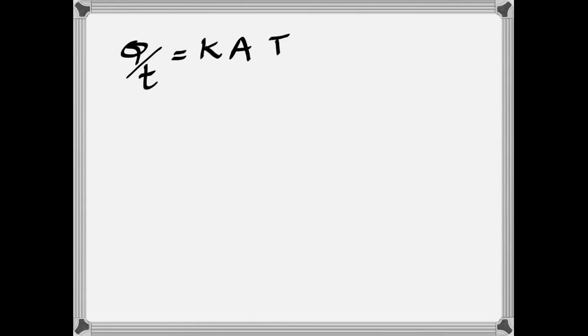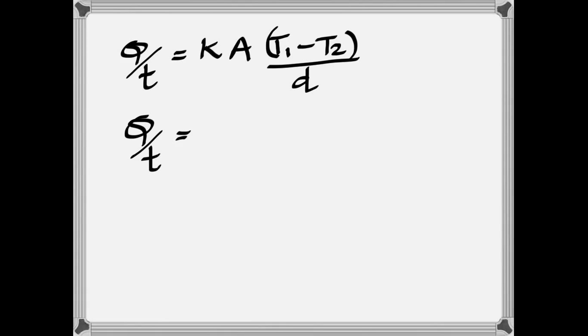Conduction. Quantity of heat conducted through any material is KA(T1 minus T2)t by d. Q is the quantity of heat. t is time in seconds. K, again a K, is thermal conductivity. A is the area of cross section. T1, T2 is the difference in temperatures across that thickness. d is the thickness.